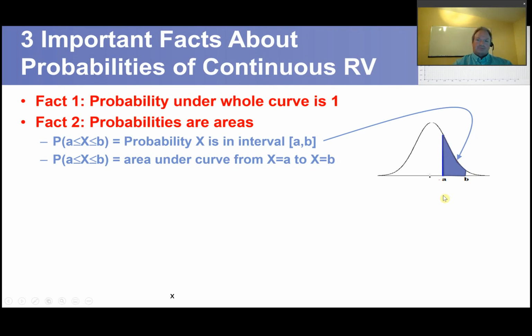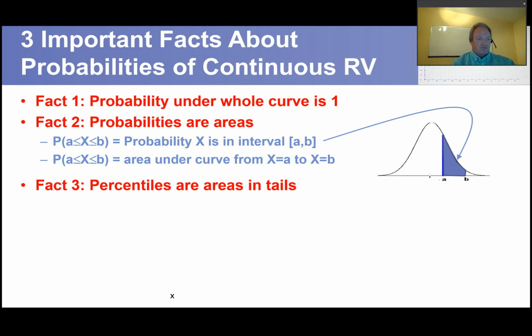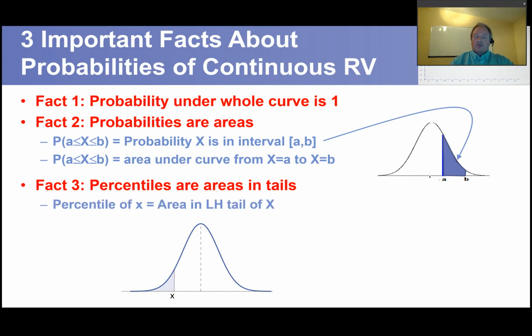Now, we're interested in special probabilities. We're interested in percentiles. And percentiles aren't just areas. They're areas in the tail of a value. So for example, if I pick some randomly chosen value x, I'm not going to say what it is, but it's a specific value. The percentile of x is the area in the left-hand tail of x. So this area here is the percentile of x.